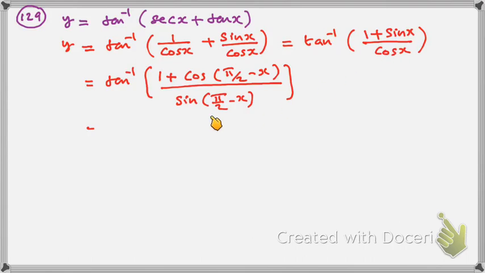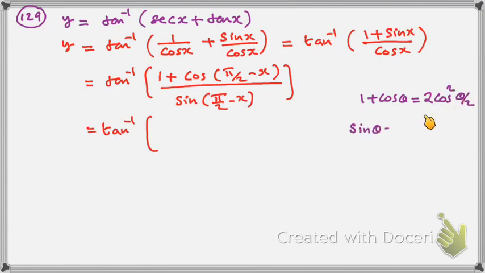Divided by cos x as sine of pi by 2 minus x. Now both 1 plus cos x and sine x, 1 plus cos theta and sine theta have got half angle formulae. So we try to apply those formulae. 1 plus cos theta is 2 cos square theta by 2 and sine theta is 2 sine theta by 2 cos theta by 2. These are the two half angle formulae which we know. We are going to apply them.